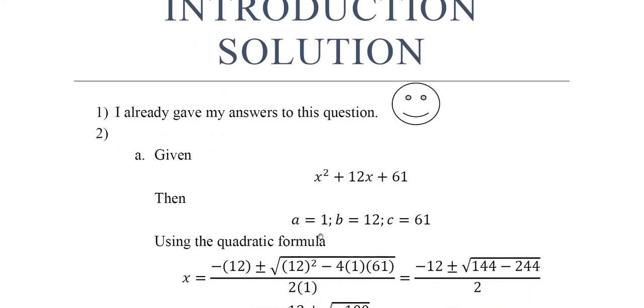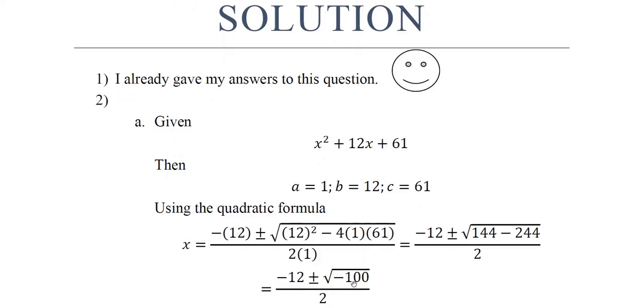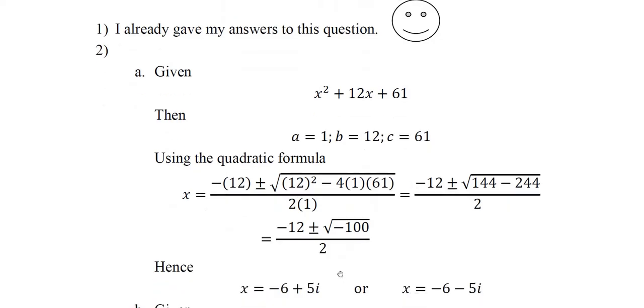If I use the quadratic formula and substitute the values for a, b, and c, I notice that I'm going to get a negative 100 here. This means that I'm going to get complex numbers, and these complex numbers will be conjugates of each other. Hence, I can see right away once I solve this that x is equivalent to minus 6 plus 5i, or x is equivalent to minus 6 minus 5i. Notice that they are, in fact, complex conjugates of each other.